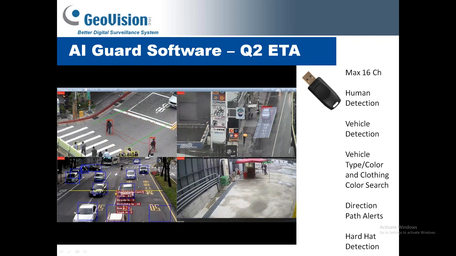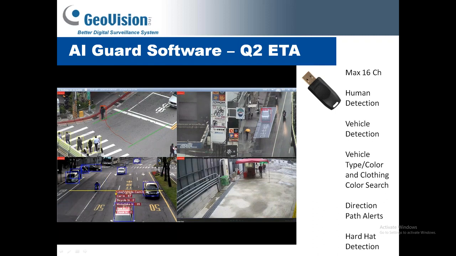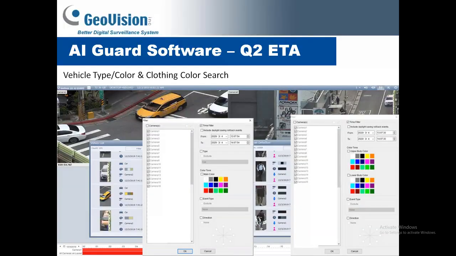It can also detect paths of travel, so paths of human traffic as well as paths of vehicle traffic. And you can get real-time alerts if people are going in opposite directions of what traffic should flow, or if they're going in the wrong area, like you saw in the crosswalk scenario. This will also allow you to do hard hat detection, so good for like construction site applications, as well as vehicle type and clothing color search.